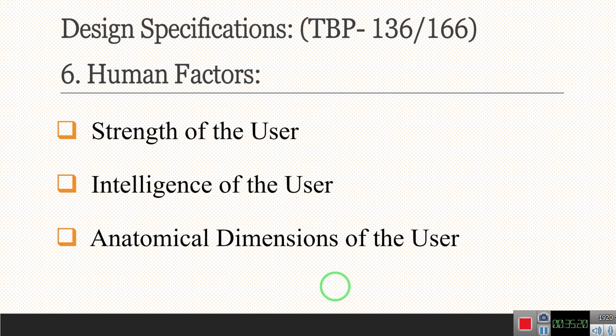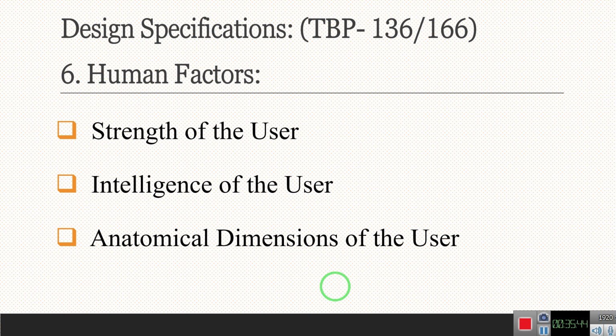Anatomical dimensions of the user: based upon height, size and weight, which can decide the design, because in some countries very tall people will be there, and in some countries people of less height will be there. So based upon that we have to design. So this is about all six specifications we have to follow.